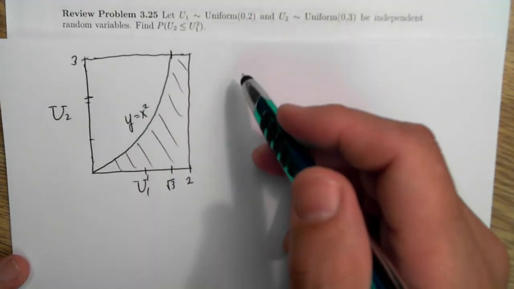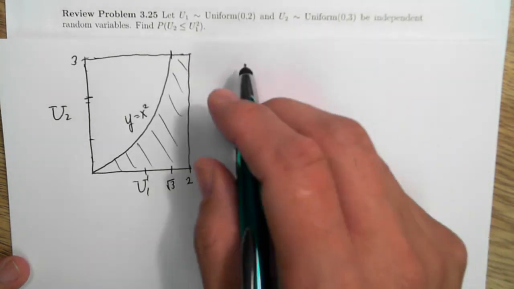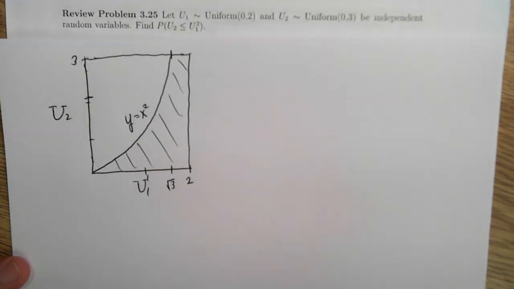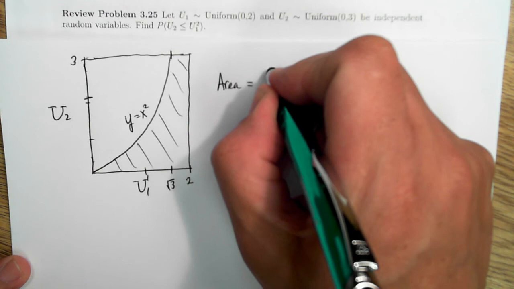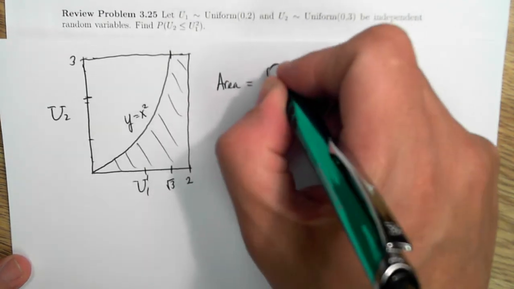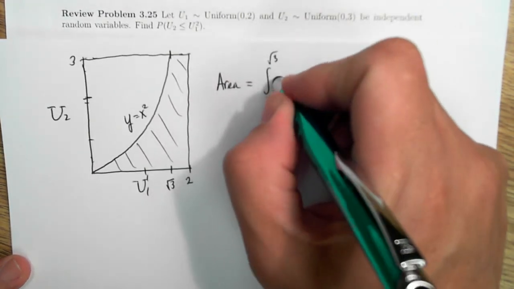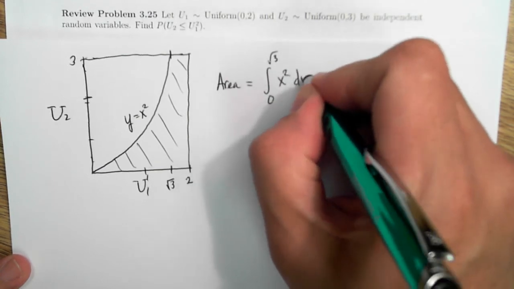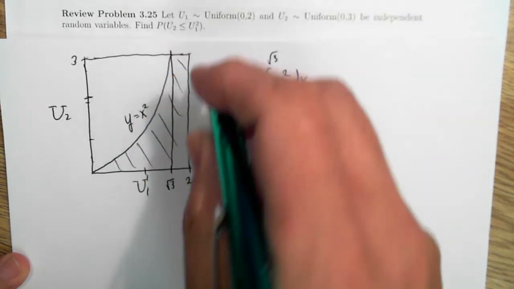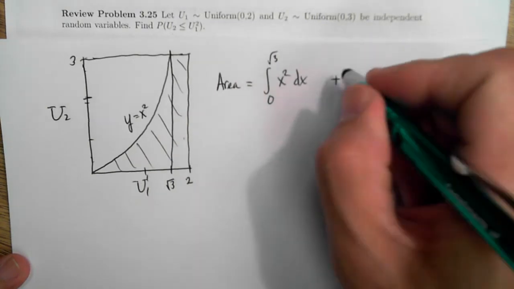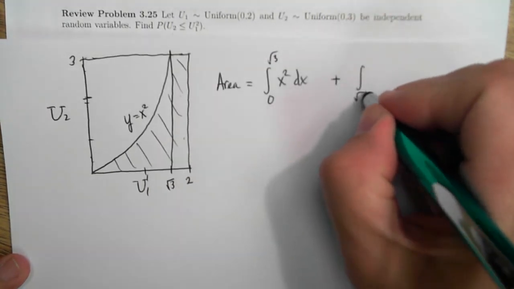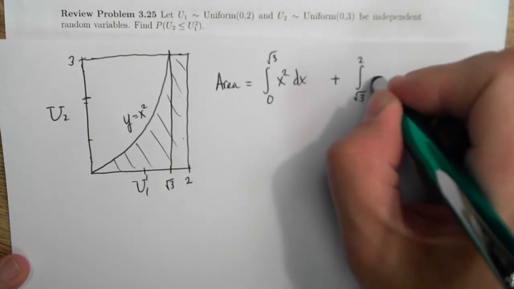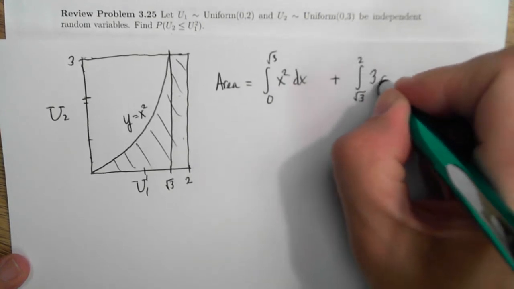Now, technically, I could do a double integral over the joint PDF, but this one is uniformly distributed, so all I have to do is compare areas. So the area of the shaded region is going to be the integral from 0 to square root of 3 of x squared dx. That's going to be this part, plus the rectangle over here. Now I'll set it up as an integral, but clearly it's just a rectangle. The height is 3 dx.